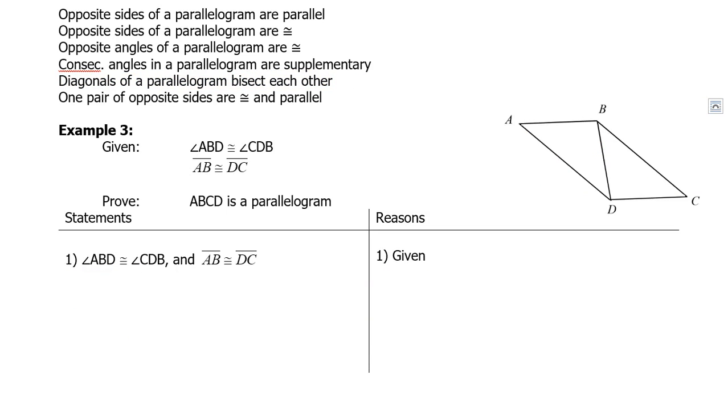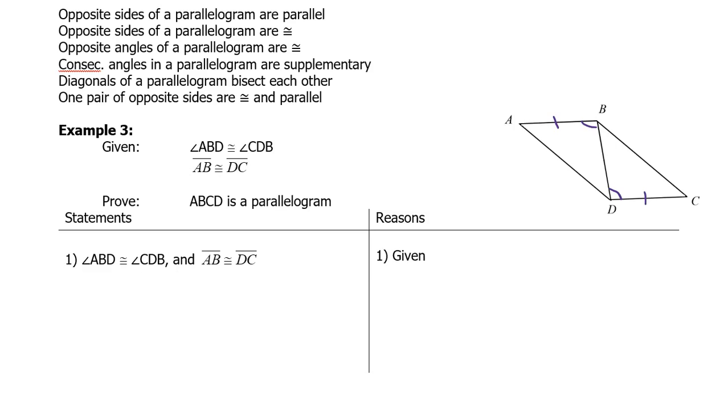Last proof that we're going to do in example 3, we're given that angle ABD. So ABD, if you trace that angle out, it's this angle here. So ABD is going to be congruent to angle CDB. So that's this angle here. So these two angles are congruent. We also know that AB is congruent to DC. So we're given all of that. Okay, now I already have one pair of sides that are congruent.